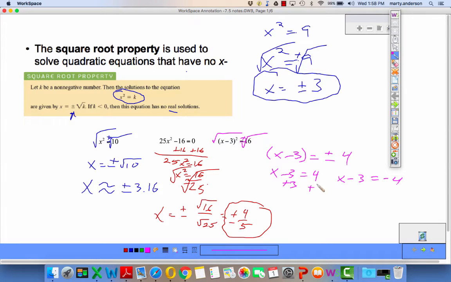Add 3, solve them separately. x is 7. Or add 3, x is negative 1. So we get 2 answers. x is 7 or x is negative 1. Go back up in the original equation. 7 minus 3 is 4. 4 squared is 16. Negative 1 minus 3 is negative 4. Negative 4 squared is 16. So we see that it works with both of them.